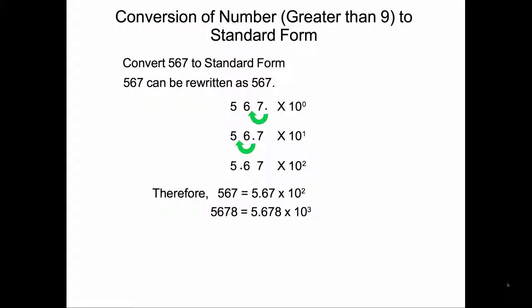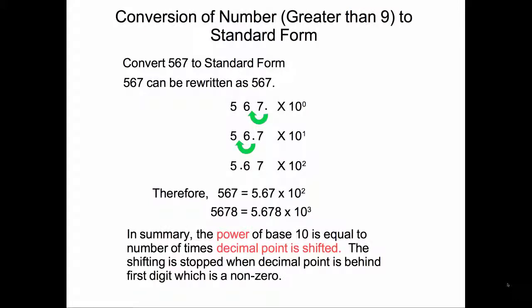In summary, the power of base 10 is equal to the number of times the decimal point is shifted. We stop the shifting of the decimal point when it is behind the first digit, which has to be a non-zero.